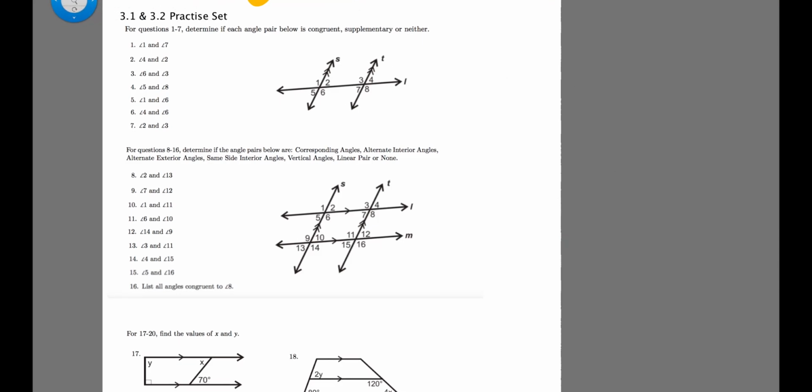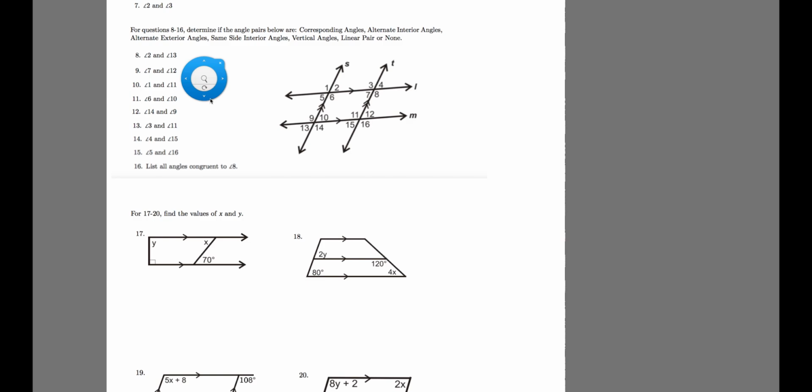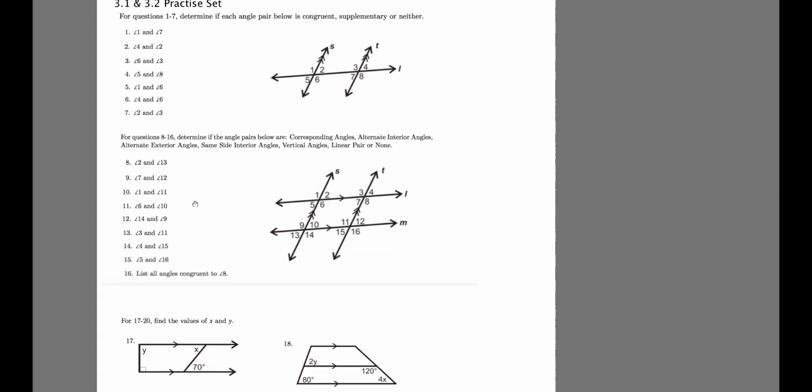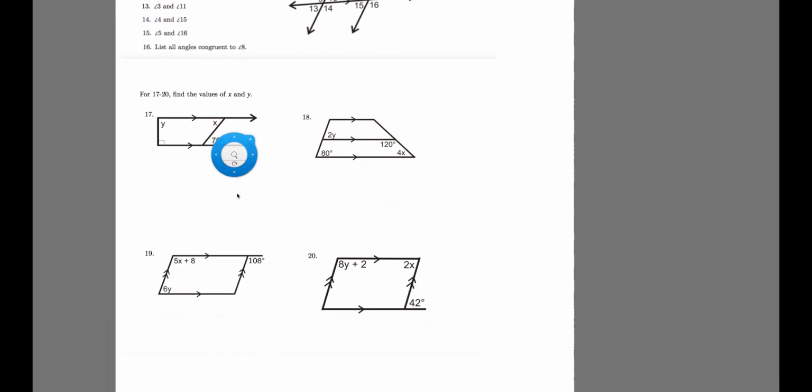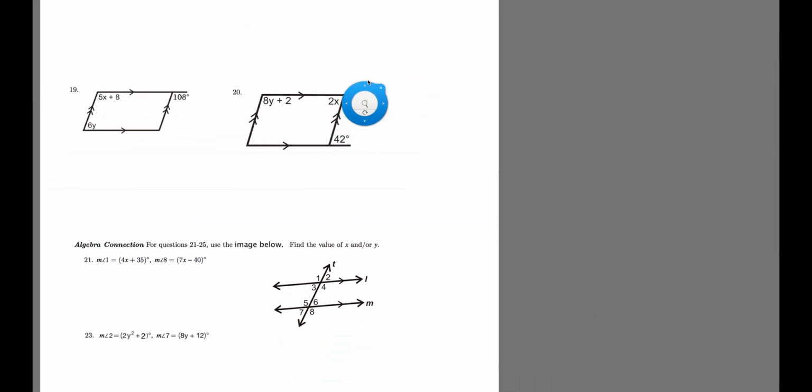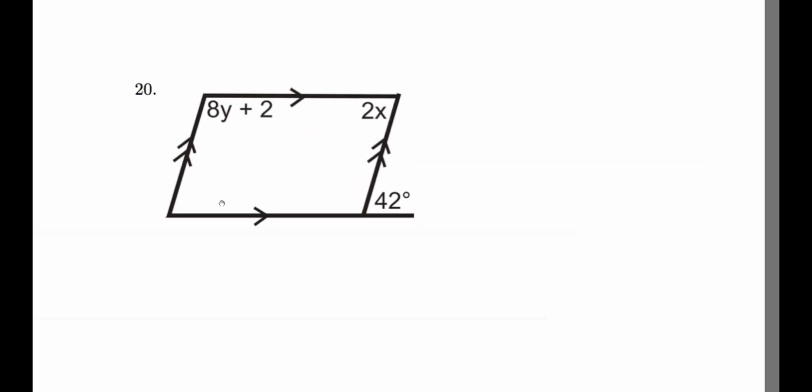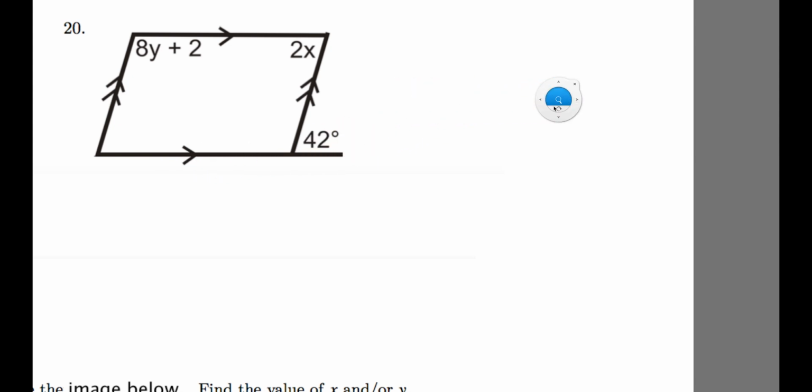I would like to go over some selected solutions for the 3.1 and 3.2 practice set. We already did these first few in class already, so I think, how about we take a look at 20? Let's do 20. We have this quadrilateral here, and we know we've got some stuff that's parallel.